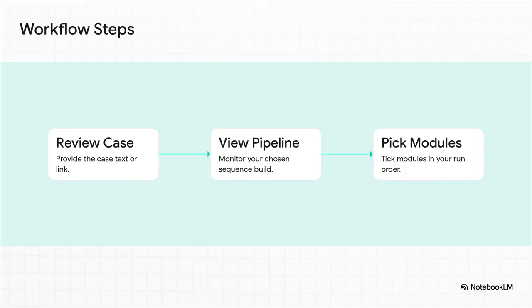Let's transition from looking at these individual building blocks to the actual mechanics of snapping them together in the interface. The workflow is brilliantly streamlined into a simple 3-part journey. Step 1, supply your case. You literally just copy and paste the text of a tricky case report or drop in a link right into the engine. Step 2, monitor your chosen pipeline as it builds. And Step 3, which is the fun part, you pick your modules by ticking them in the exact order you want them executed, shaping the AI's approach step by step.